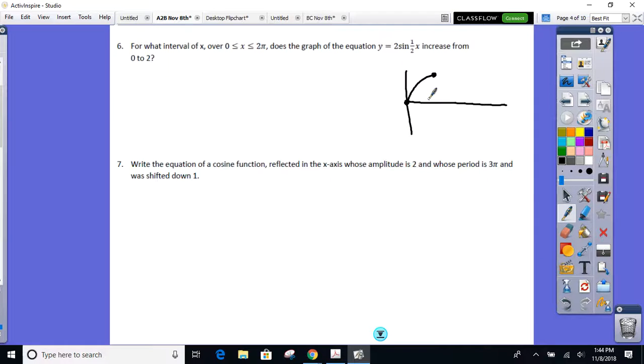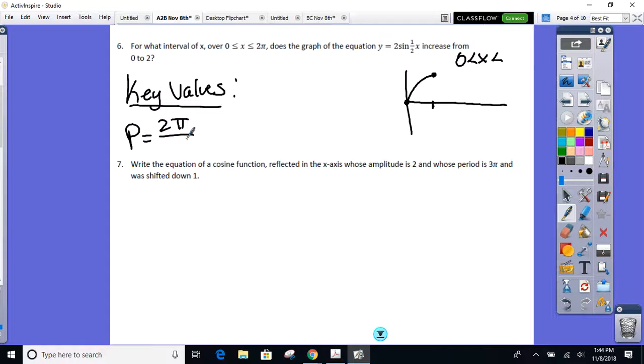So I need to find out over what interval, we already know it's from 0 to something, right? So 0 to something. We've got to find out what that something is. How do I find that again? Key values. Got to know the period to find a key value. Go ahead, find the period. Should look pretty familiar. 2 pi divided by 1 half.